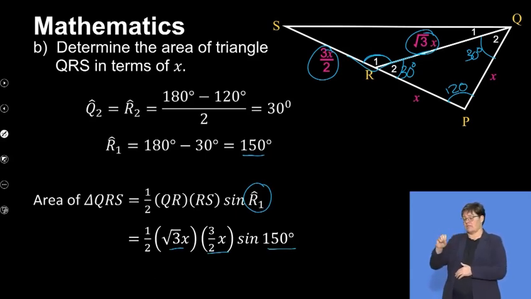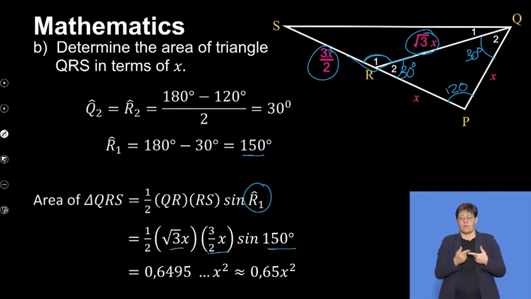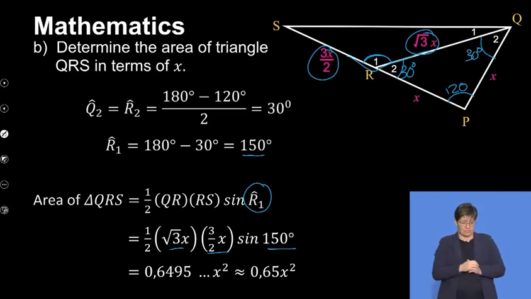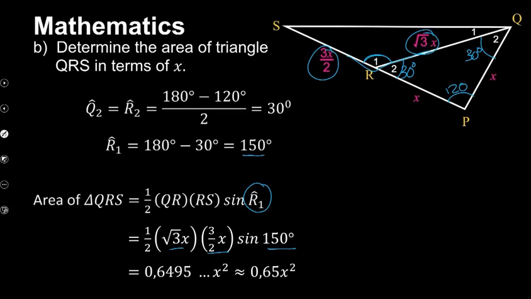Just clean up some of the algebra. And if you put it into our calculator, we're going to end up with 0.6495 x squared. So roughly, our area for our triangle QRS is going to be 0.65 x squared.